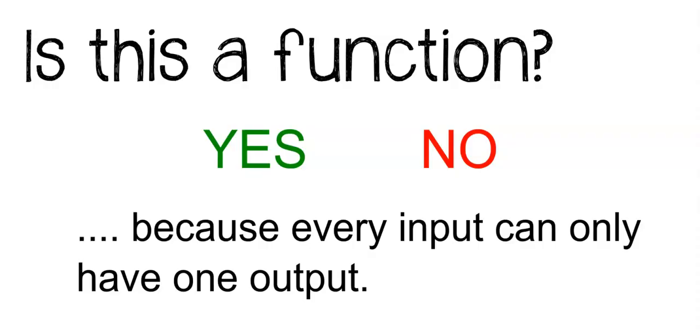If I ask you if something is a function, your only answers are yes or no. The explanation is the same, always the same. You are a function because every input can only have one output. You're not a function because every input can only have one output. This sentence will answer any question. Let's take a look at an example.